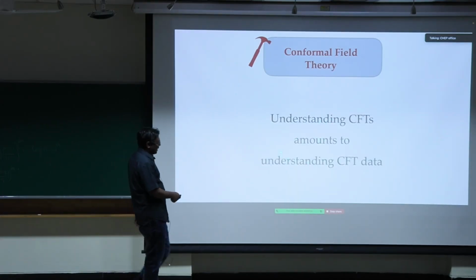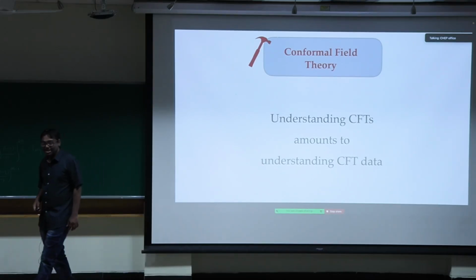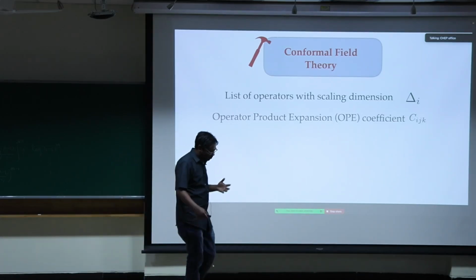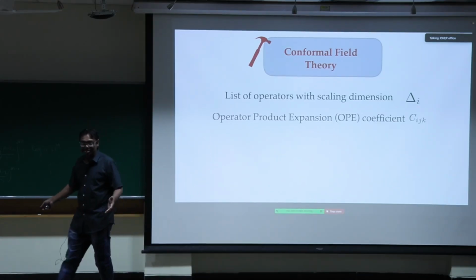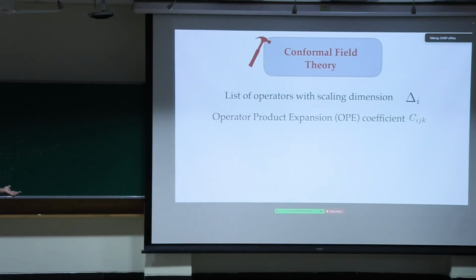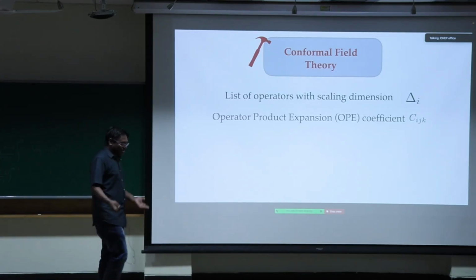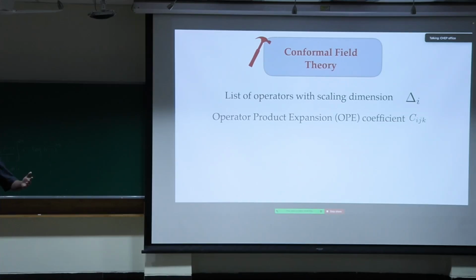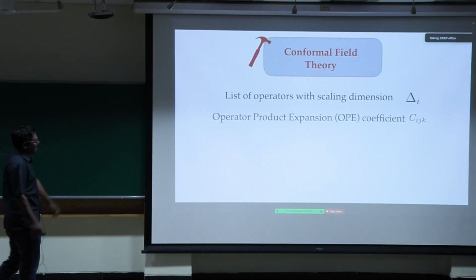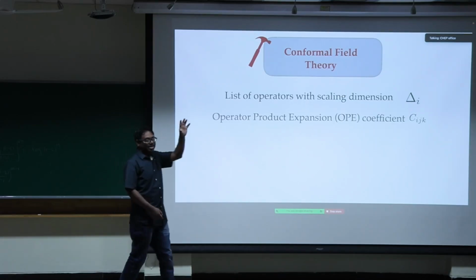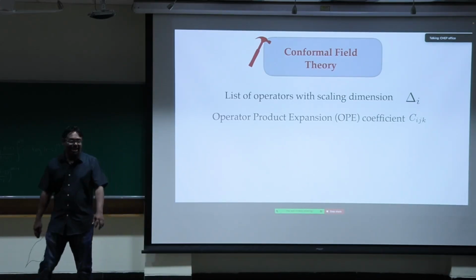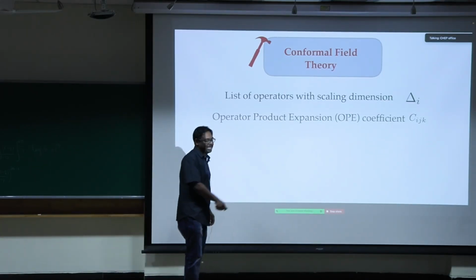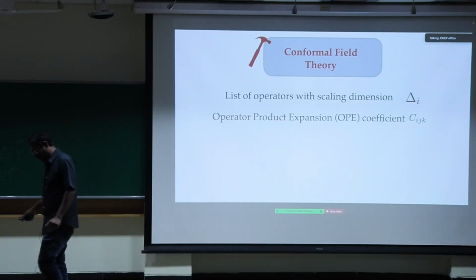And so what does it mean to understand CFTs? To understand CFTs amounts to understanding the CFT data. And what is the CFT data? Normally in a QFT, what does it mean to understand a QFT? You basically understand all sorts of correlation functions and how they behave. So in CFT also you would like to understand all n-point correlation functions. And it turns out that you can understand these n-point correlation functions if you understand the following data. Here I wrote it down, which is basically some list of operators with some scaling dimension delta_i and some operator product expansion coefficient, which I call C_ijk. So if you know this data, you can construct all the n-point functions in conformal field theory.